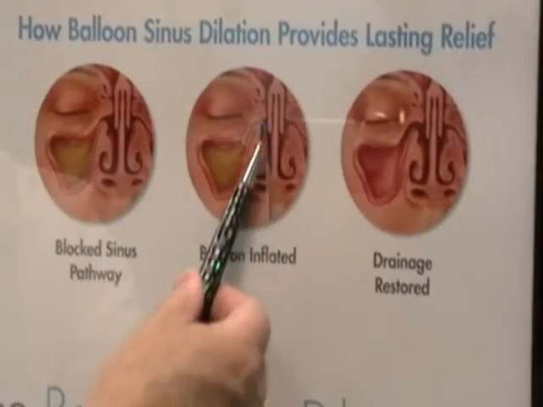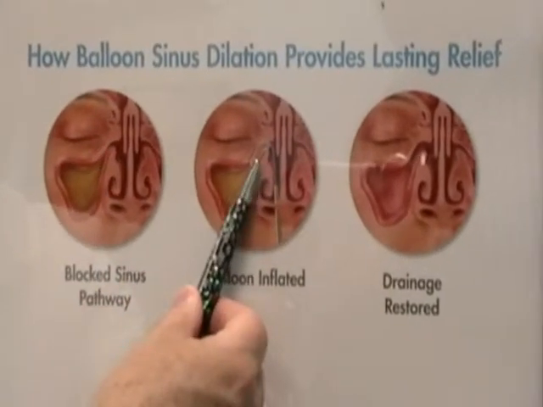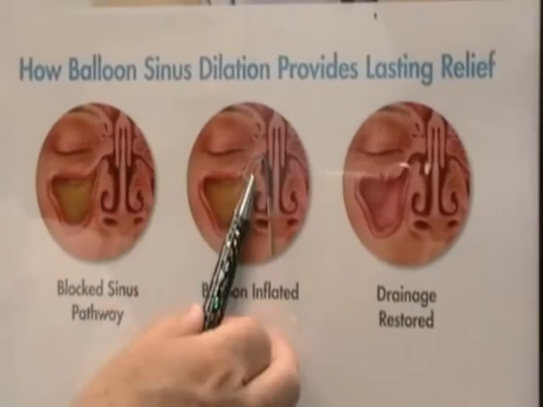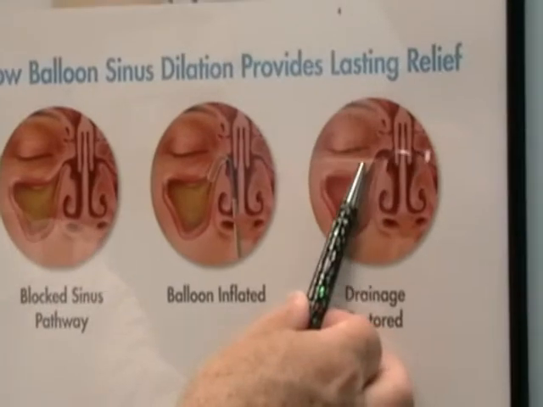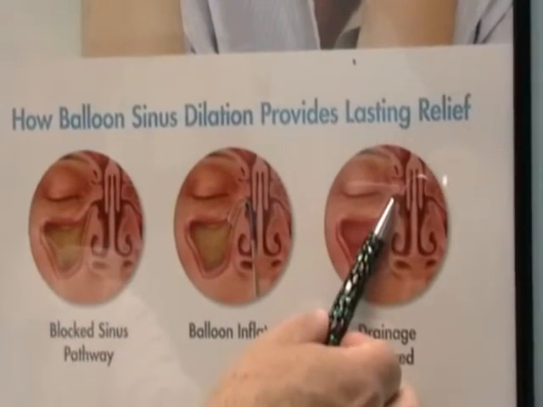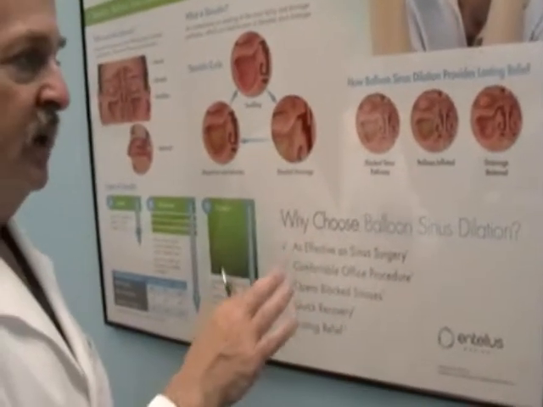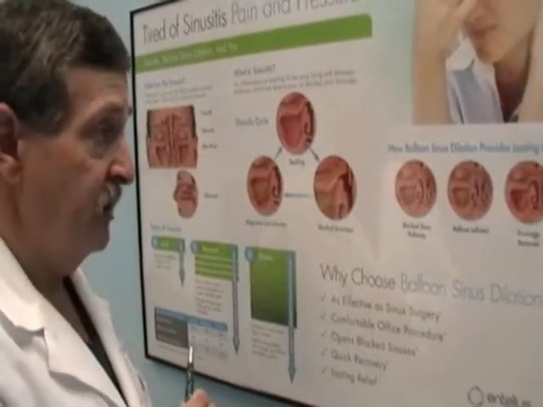So what we do is we will actually pass a balloon into that natural opening. We'll dilate it, and not just the mucosa, but the bony segments will dilate. We then take the balloon out, and you can see that that passageway, which before was pinched closed, is now open. Because we're remodeling the bone itself, we anticipate and expect that these results will be long-lasting, hopefully lifelong lasting.